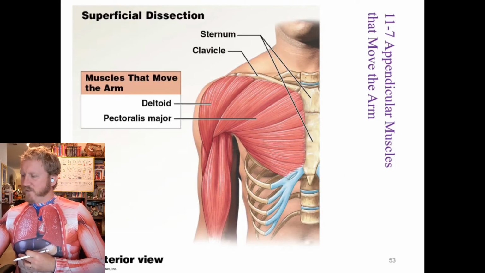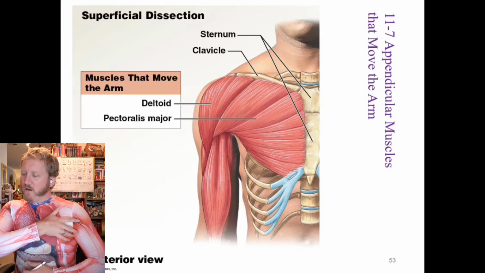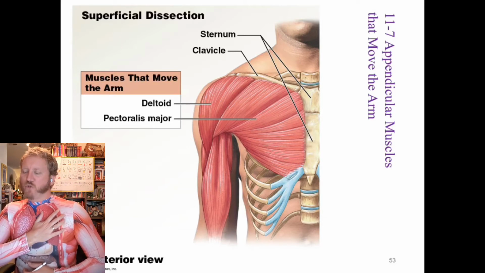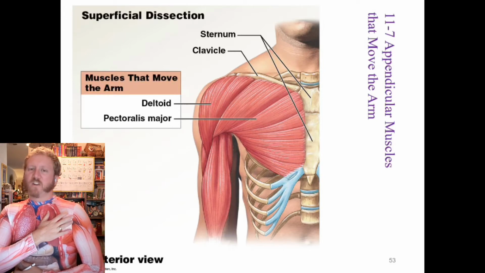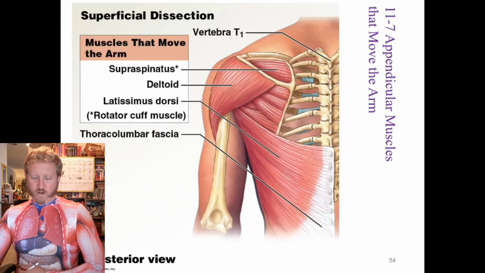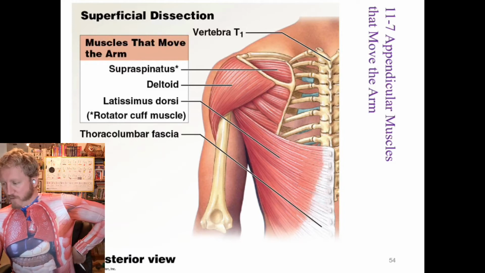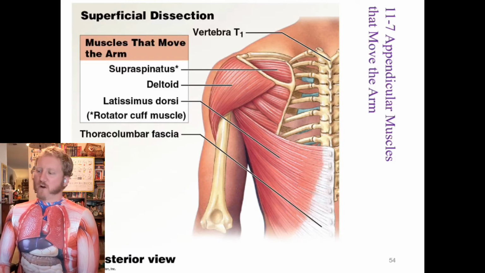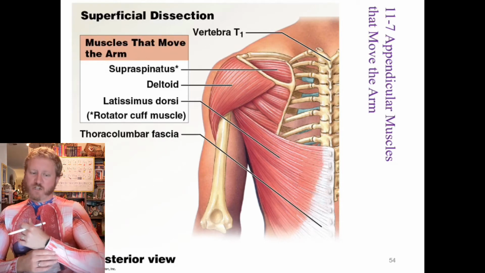Then we have the pectoralis major, which is a very large muscle right here between the anterior chest and the greater tubercle of the humerus, which produces flexion at the shoulder joint. We have the latissimus dorsi, which is a very large flat muscle in your lower back between your thoracic vertebrae and your humerus, which produces extension at the shoulder joint.